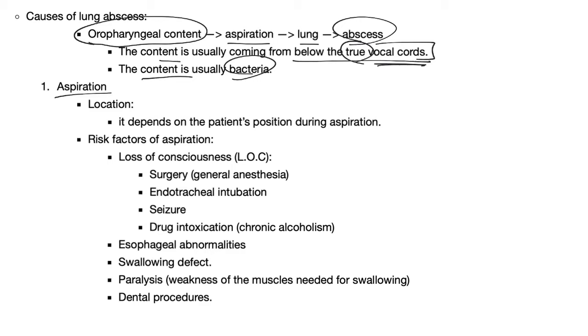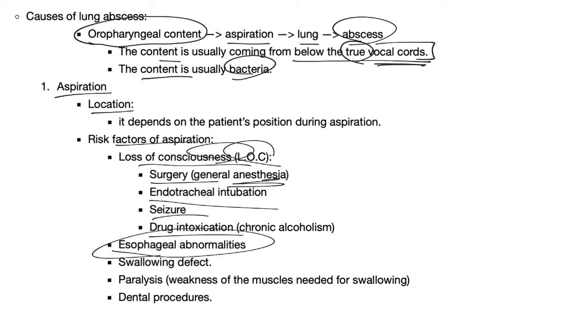Aspiration is the most common one. Location depends on the patient position during aspiration. Risk factors could be loss of consciousness, because when you lose consciousness, you cannot swallow. When you cannot swallow, it can end up in your lung. What causes loss of consciousness? Major surgery because of anesthesia, endotracheal intubation, seizure or drug intoxication, esophageal abnormalities, swallowing defect, paralysis, or dental procedure, you can swallow this dental material.